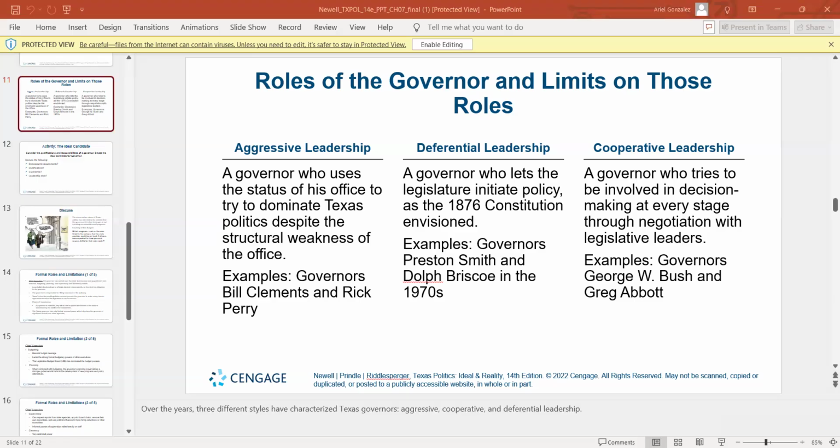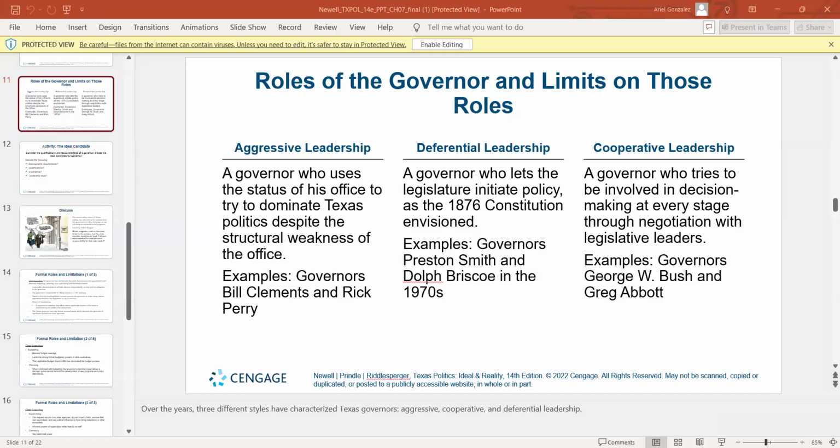But again, because of the way the Texas Constitution is set up, and because the governor does have limits in terms of the powers that the governor has. Oh, and another great example with Governor Abbott was, of course, the emergency powers that he had during the start of the COVID-19 pandemic, and basically declaring states of emergency in the state.